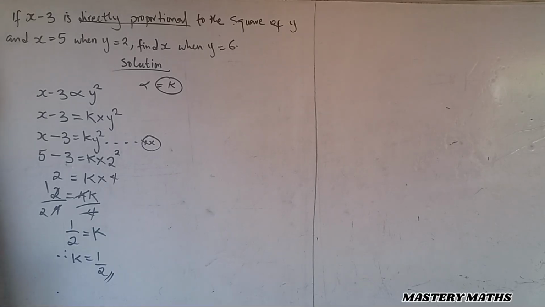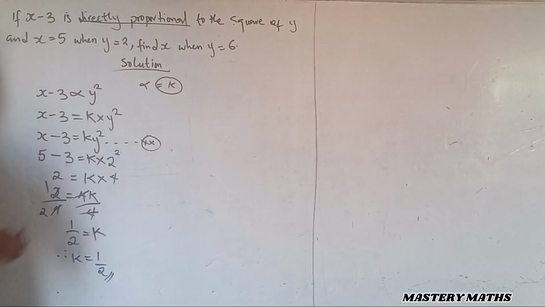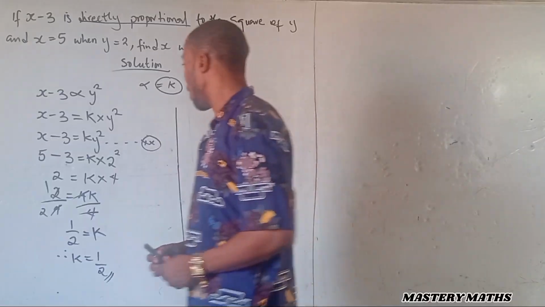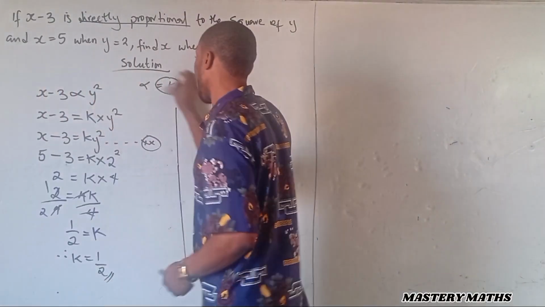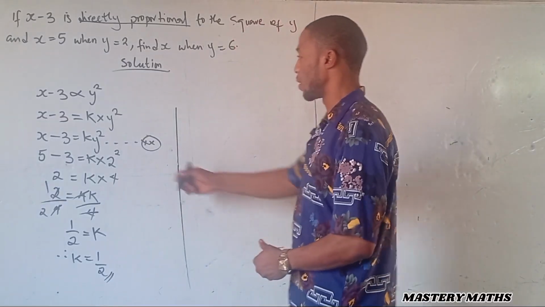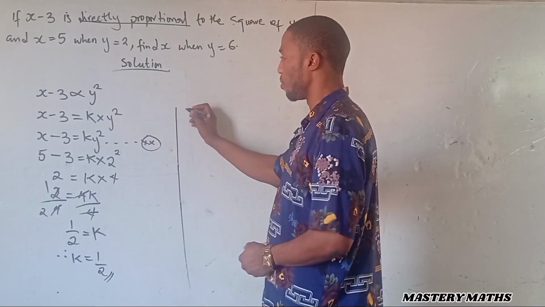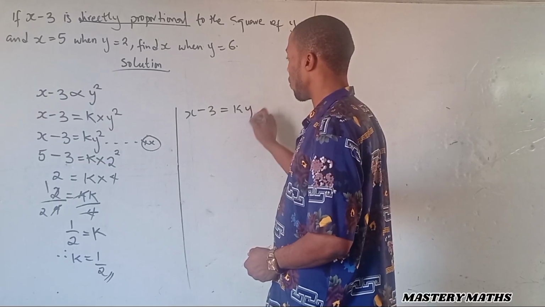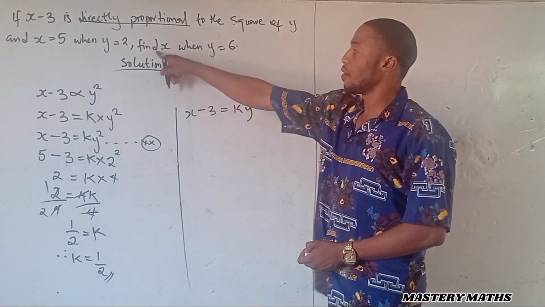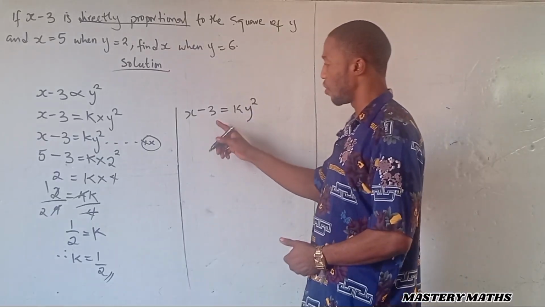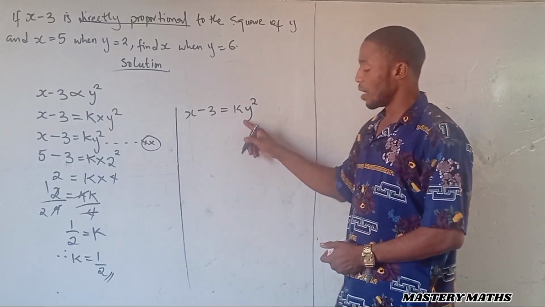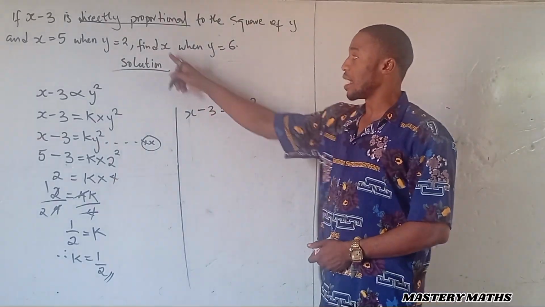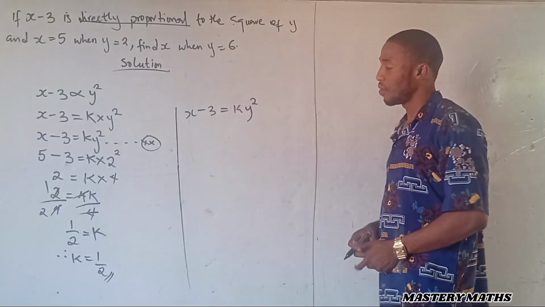Now with this constant, we can solve for the next. The next said find x when y is equal to 6. Remember I told you about our main formula. We'll bring out our main formula, which is x minus 3 equal to ky squared. This will help us search for x, with the help of this constant k.